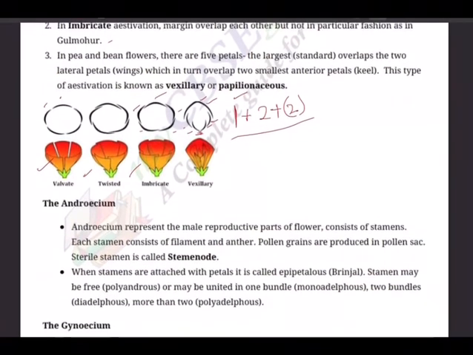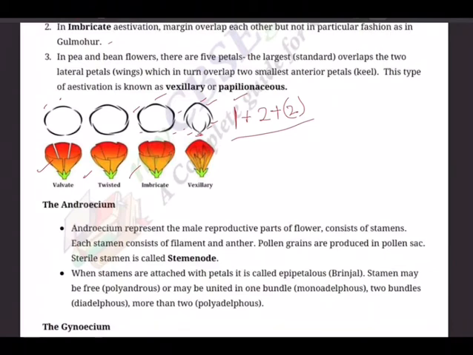Next, androecium. Androecium represents the male reproductive parts of flower, consists of stamens. Each stamen consists of a filament and anther. So you must have seen there is a filament and then there is an anther, and there is a line, dehiscence, and inside that pollen grains will be there. So this is androecium. Pollen grains are produced in pollen sac, and sterile stamen is called staminode.